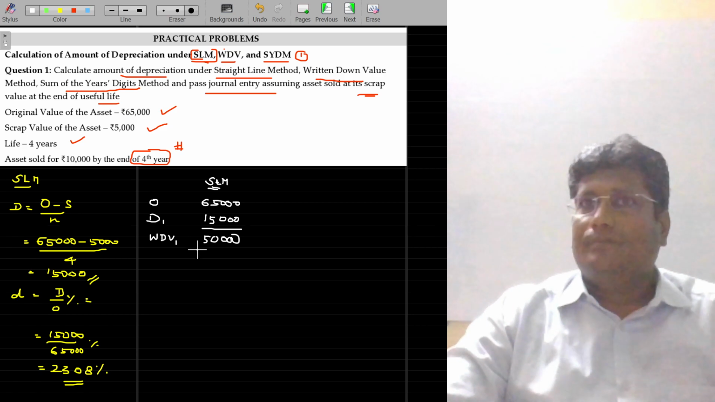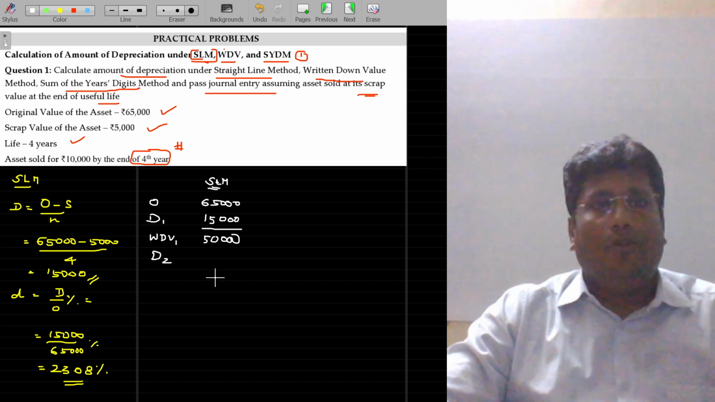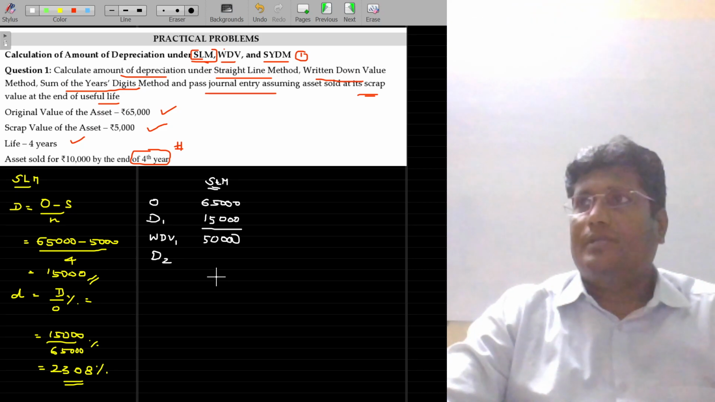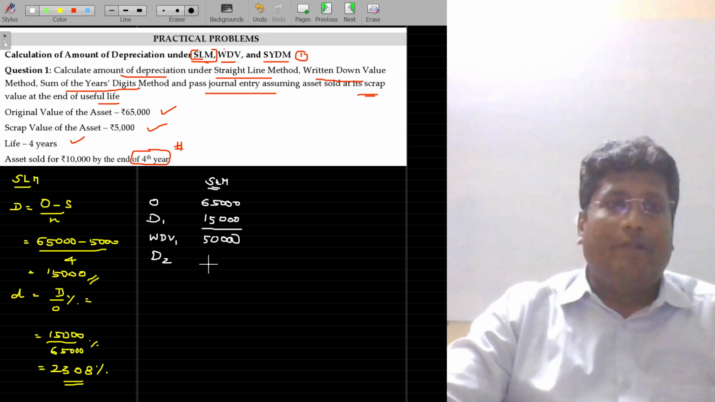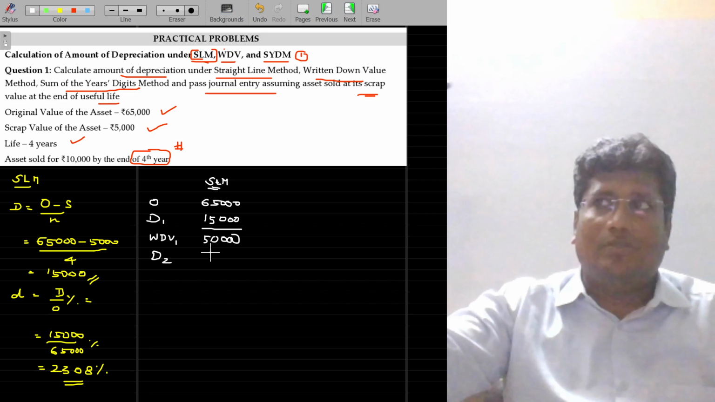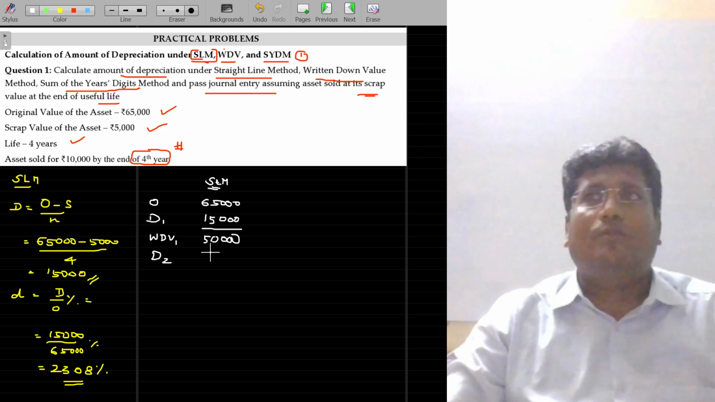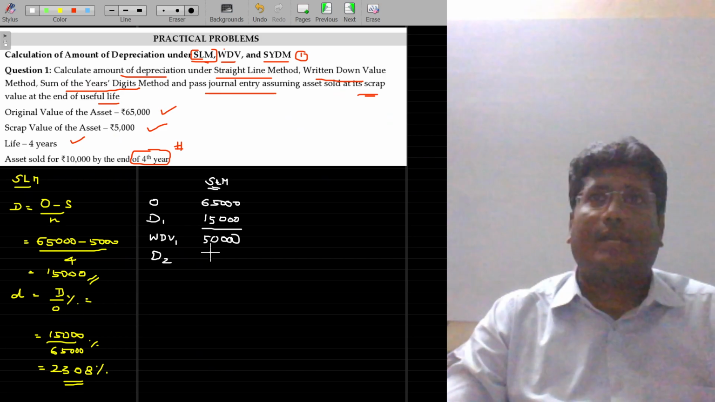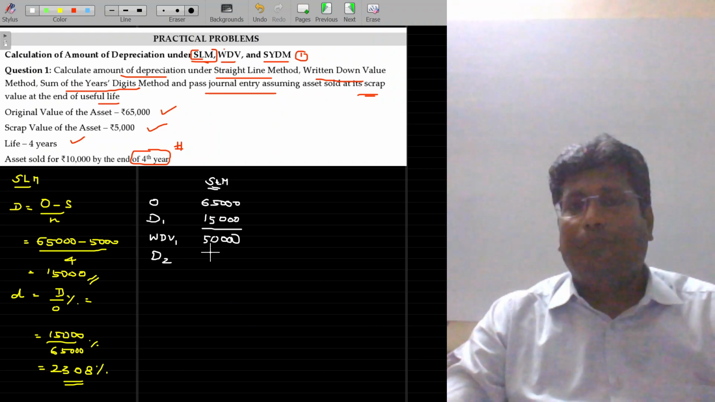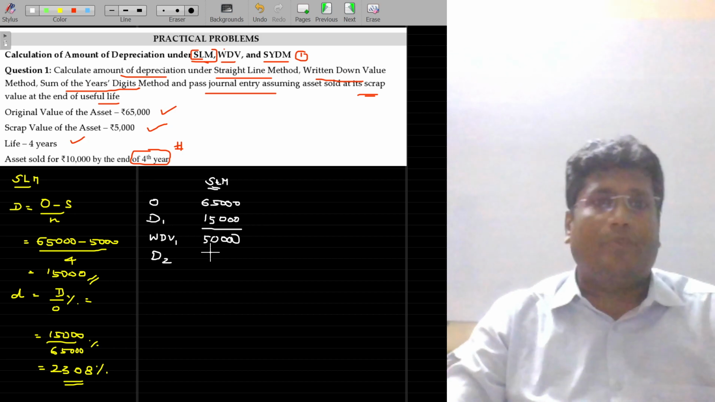WDV being 50,000. Calculate the depreciation for the second year. For the 50, you have to calculate 23.08 percentage on 65,000, because it remains constant. We'll apply the rate of depreciation only on the original value. That's why it is called depreciation under original cost method. Otherwise, it's named as straight line method. Why do I call that being the straight line method? It is very simple. The depreciation charged in the P&L account year on year is equal. That's the logic behind it.